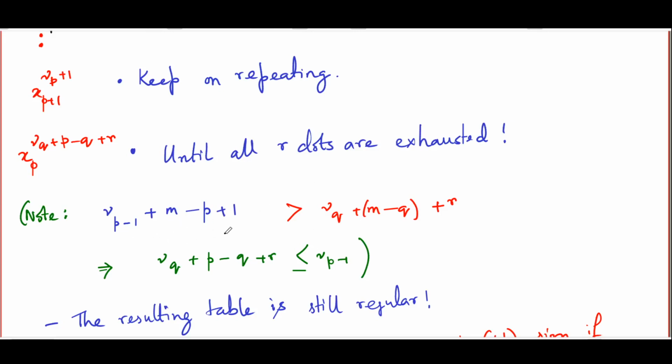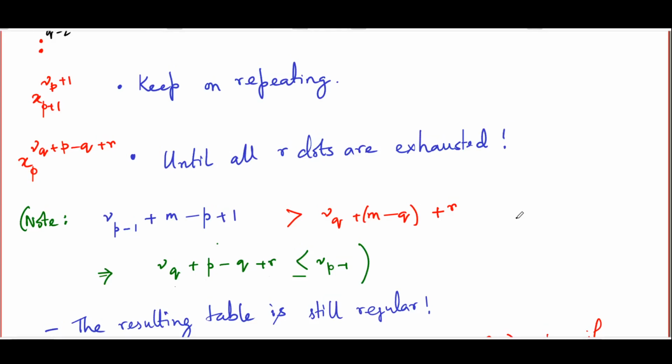Note that basically what this condition is telling you is that the number of dots that you now have in the pth row, which is nu q plus p minus q plus r, is actually less than or equal to nu p minus 1, the number of dots in the row above that, which has not changed in the process. And this ensures that the resulting table that you end up with, the tableau, is still a regular tableau. You don't have a row jutting out from below. All of these are still of the right shape.